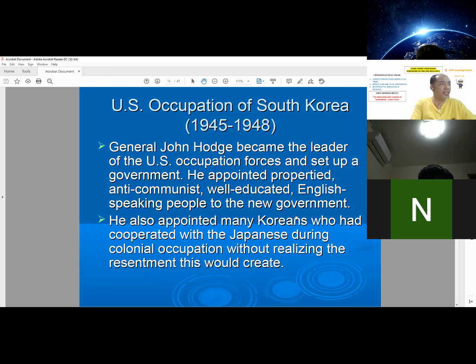Okay, this is how you can ignore the person names here and there. You appoint many Koreans who had to cooperate with the Japanese during the colonial period. He became the leader of the US occupation forces and set up a government. He appointed pro-American, anti-communist, well-educated English-speaking people to the new government. You see, already he has this kind of concept of anti-communism. So no matter how it is, too bad.